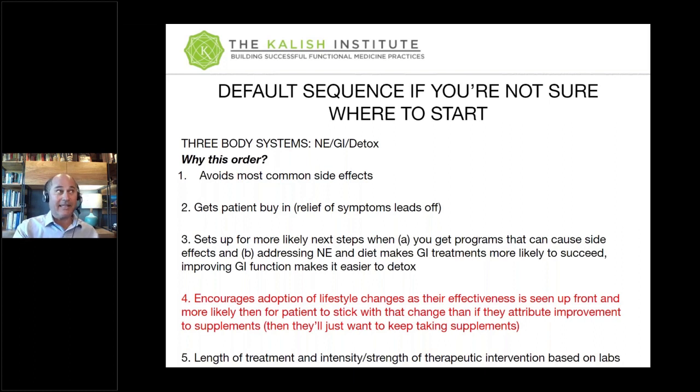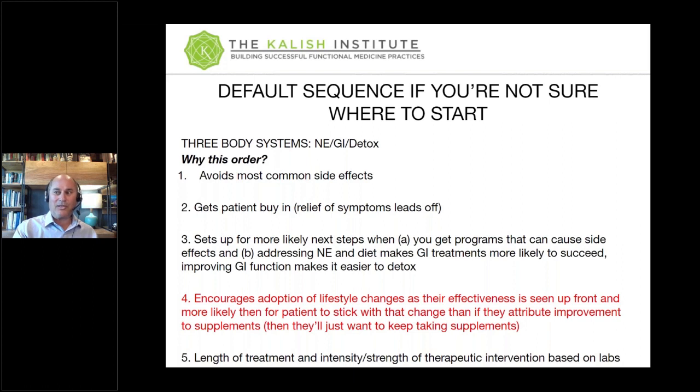And you could say that detoxification and getting rid of environmental toxins is the most important treatment. I would agree with that. And some people would say the GI treatments are the most important. I would agree with that too. But you don't have to do the most important thing first. In fact, in general, you shouldn't. And that's true for a lot of things in life. A lot of things in life, you don't do the most important thing first.